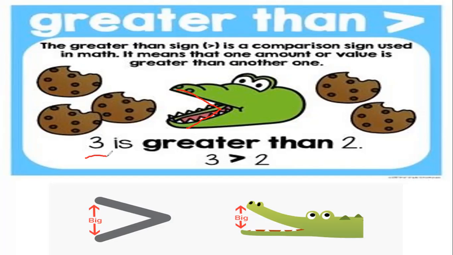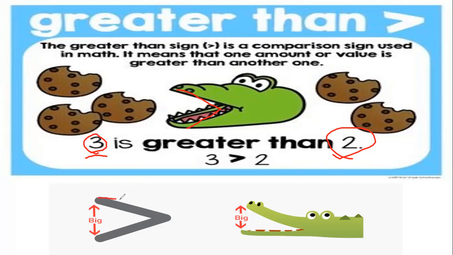1, 2, 3. So we have 3 here and 2 here. Now you know that the crocodile only eats the bigger number when it's hungry. Here we have the bigger number or the more objects, that is 3 cookies, and we have 2 cookies. So it only likes to eat the bigger number. The mouth of the crocodile is open to the number 3. The crocodile only eats the bigger objects.